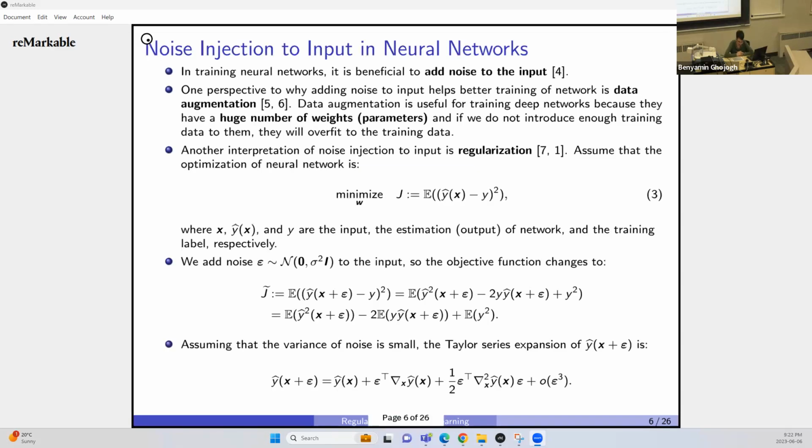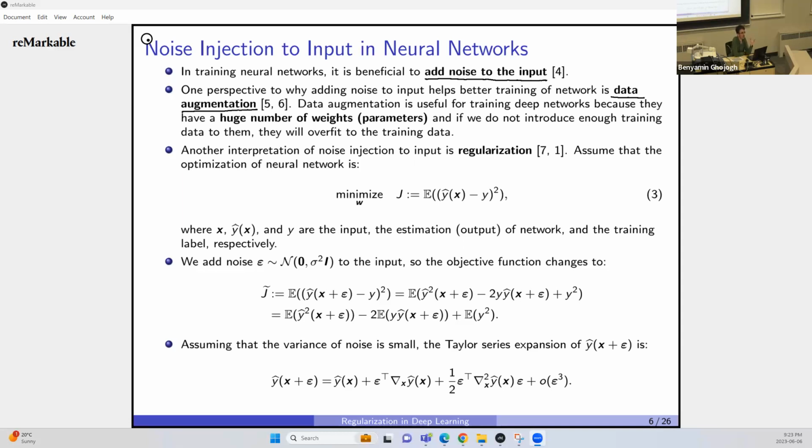So in training neural networks, it is beneficial to add noise to the input. Rather than giving the raw data, add some noise to it. This is a way to avoid overfitting. This is a regularization technique in deep learning. One perspective on why adding noise to inputs helps better training of neural networks is data augmentation.